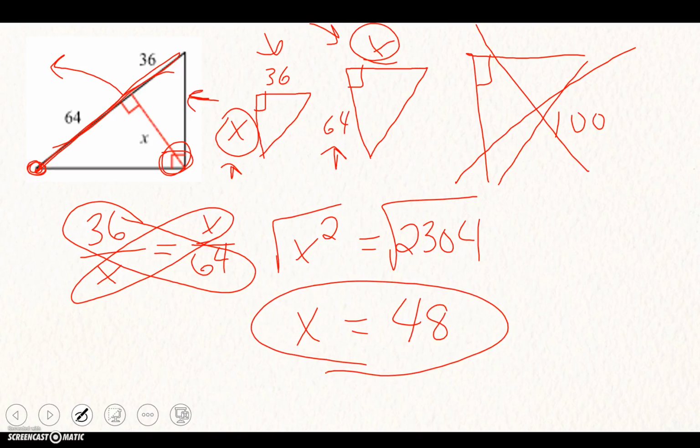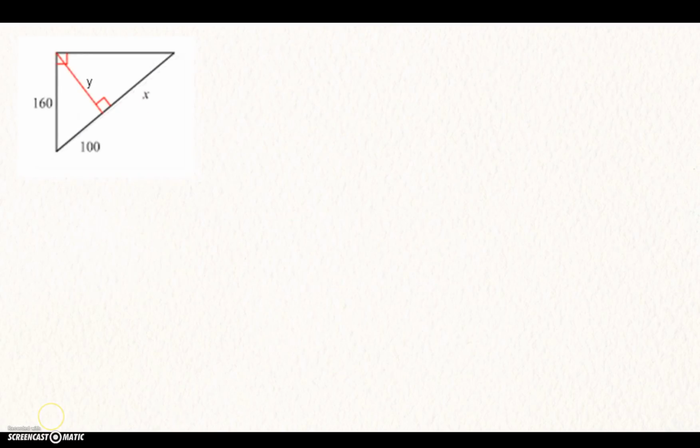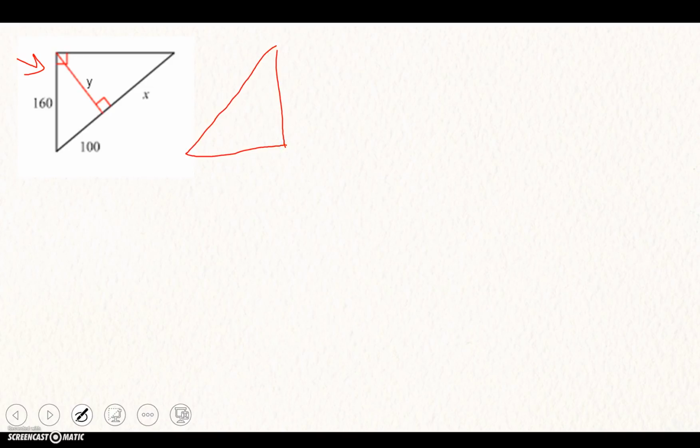I'm going to show you one more where we have two variables as well. For this one, I see I have an X and a Y. Once again, I'm going to draw the triangle so that it's oriented to where the smallest triangle is. This one is the smallest triangle, so I'm going to have the right angle on the bottom right. This is just another way to do it. Again, remember, you don't have to do it this way. It's just to help you out.